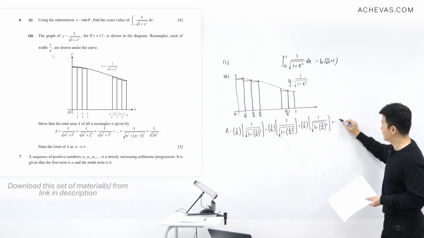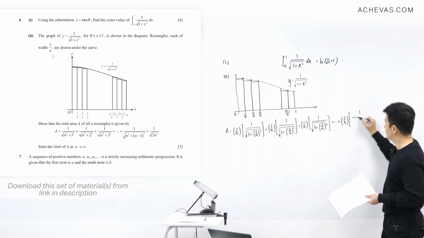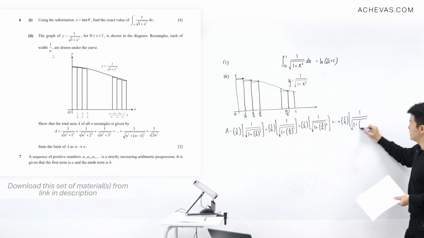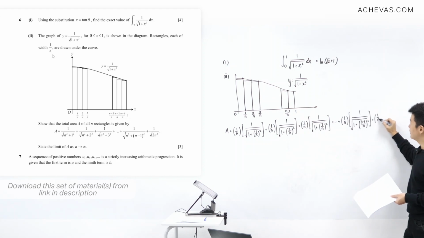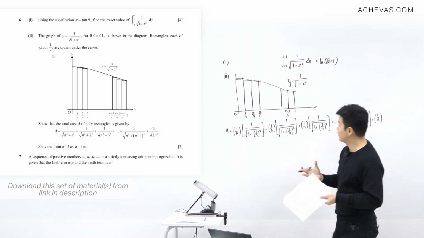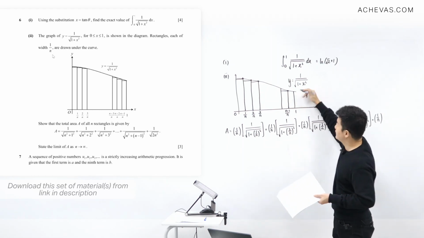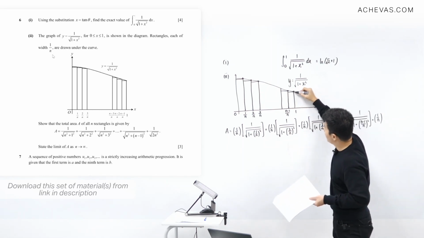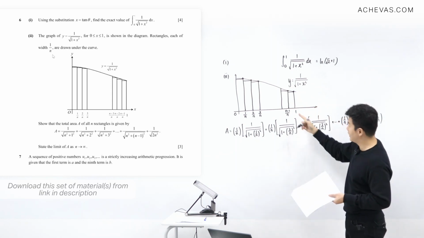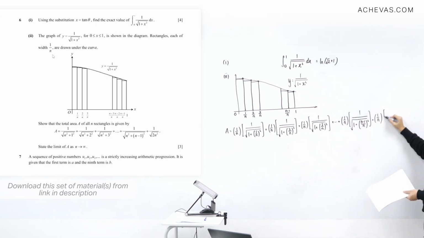So for the second last rectangle, the width is still going to be 1 over n according to what the question says. And the height is 1 over square root of 1 plus x squared, with x replaced by (n minus 1) over n. Plus the last rectangle: the width is 1 over n and the height is the y coordinate where the x coordinate is equal to 1. So it's going to be 1 over square root of 1 plus 1 squared, because the x coordinate is now equal to 1.